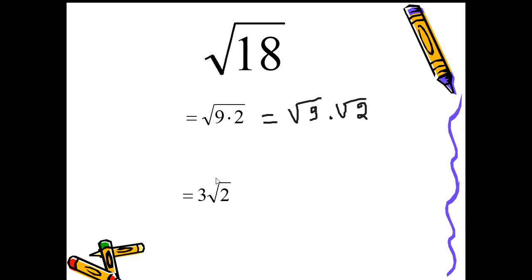I cannot write from now on approximately this. I need to write 3 radical 2, and I cannot keep it radical 18. You need to write 3 radical 2.